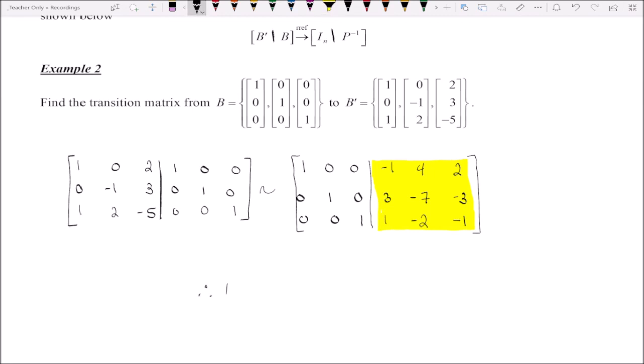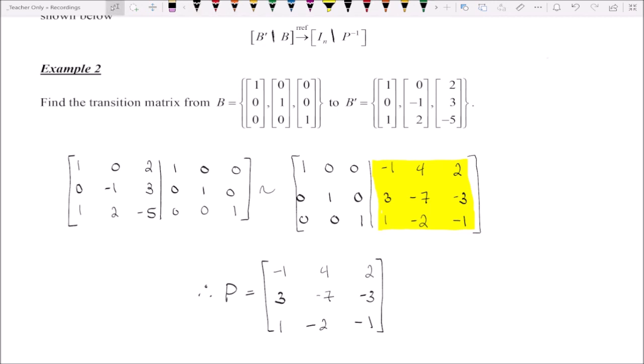Therefore, our transition matrix, we can just call it P, is the matrix -1, 4, 2, 3, -7, -3, 1, -2, -1. Right, so this is the matrix that you would multiply a coordinate vector by to transition from B prime to B.